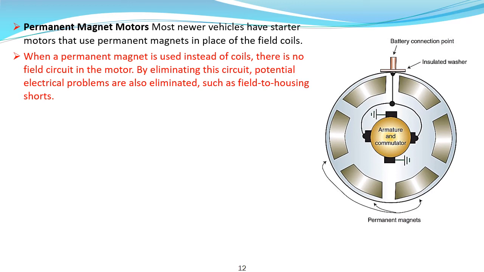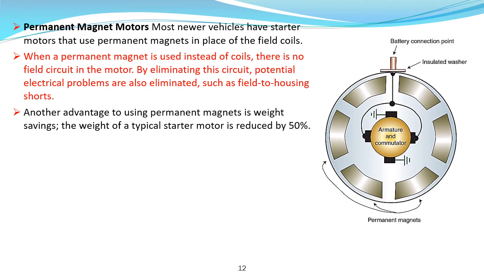When a permanent magnet is used instead of coils, there is no field circuit. We talked about this previously: there are two circuits, the control circuit and the field circuit. So there is no need for a field circuit in the motor. By eliminating this circuit, the potential problems will also be eliminated, such as field housing shorts.